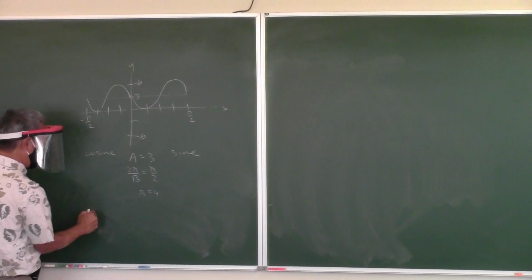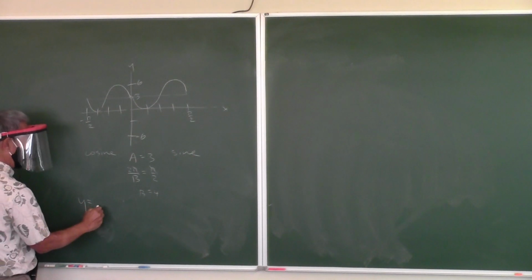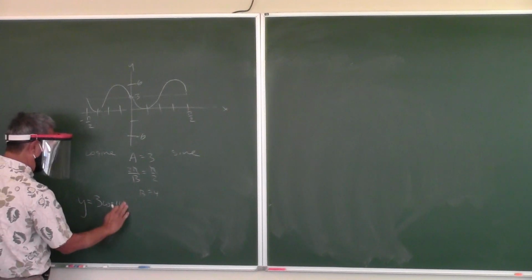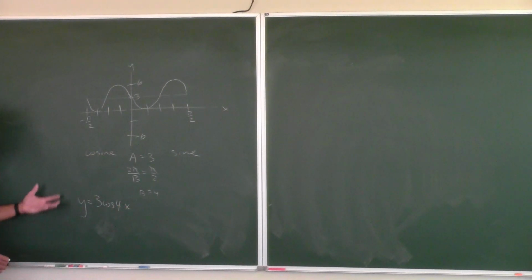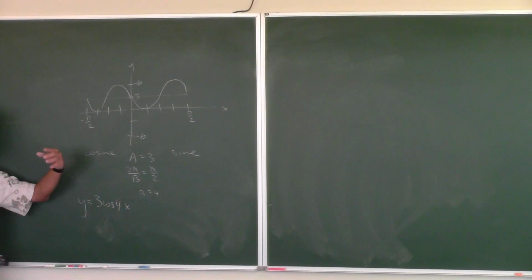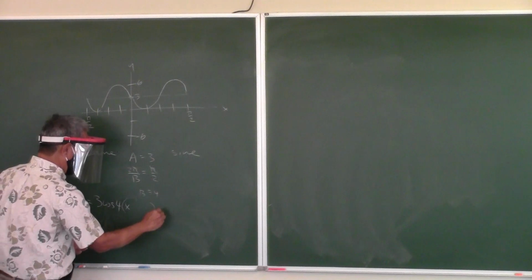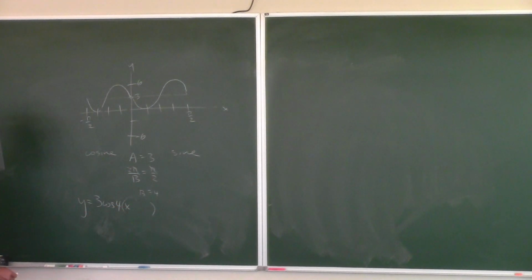So the cosine one, you go y equal 3 cosine 4. Now the base graph would be like this, but then obviously you can see that it got shifted left and right and up and down, yeah? So this is the base graph, and then you gotta do things to it.